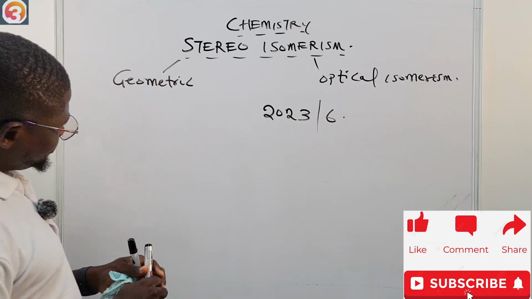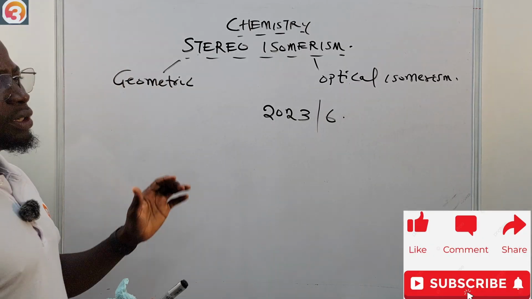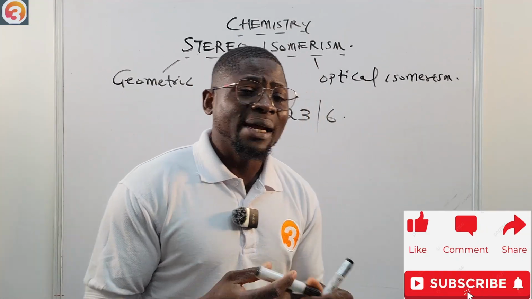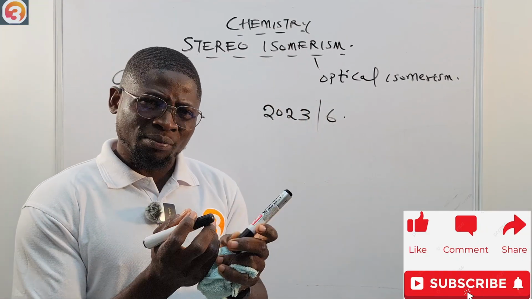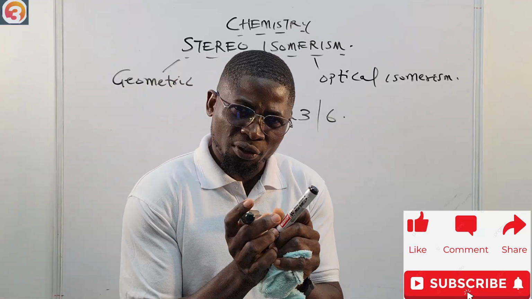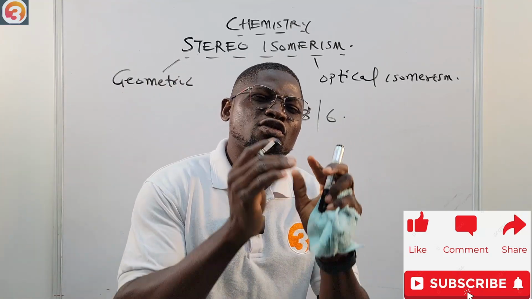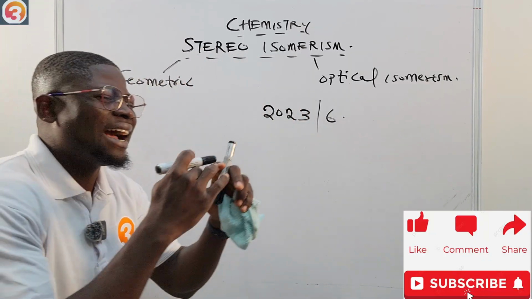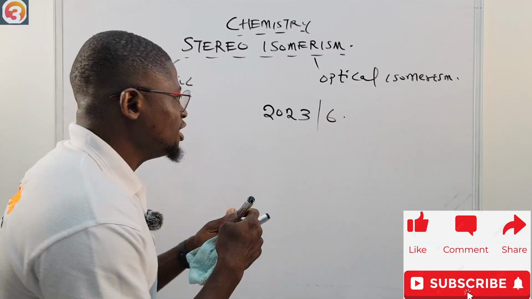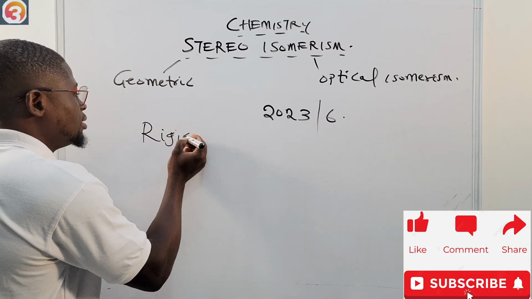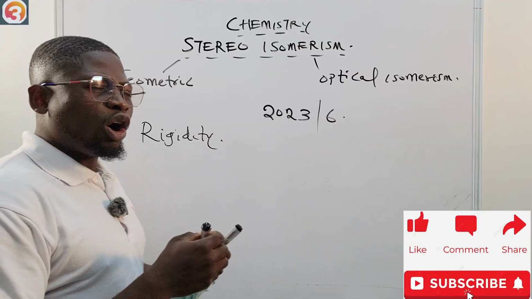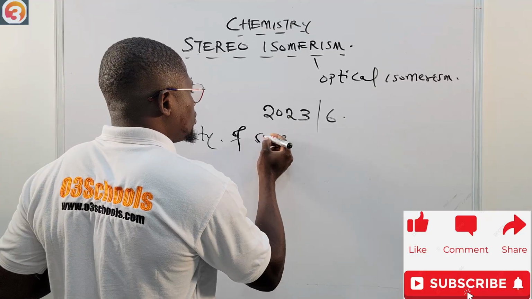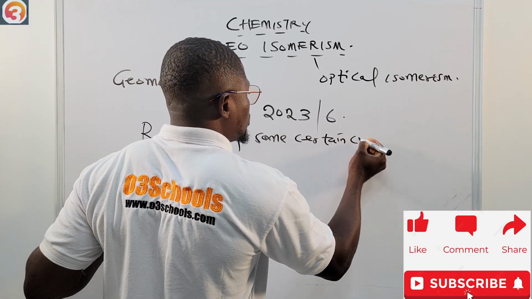So now, what are geometric isomers? Geometric isomers are isomers that have the same molecular formula, but they differ in their orientation, and the difference in their orientation is due to the rigidity of some certain structures. The difference in the arrangement of their atoms in space is due to the rigidity of some certain structures.